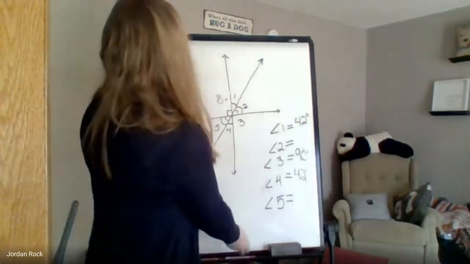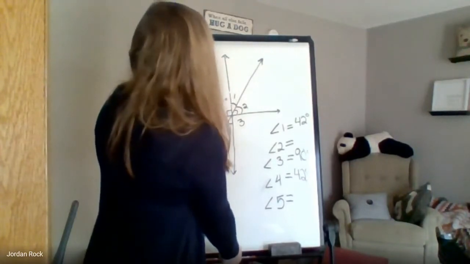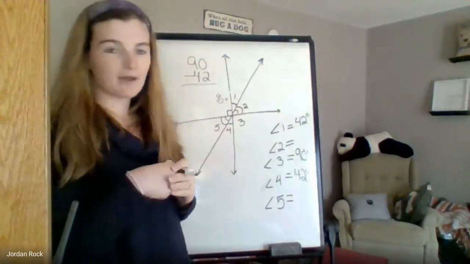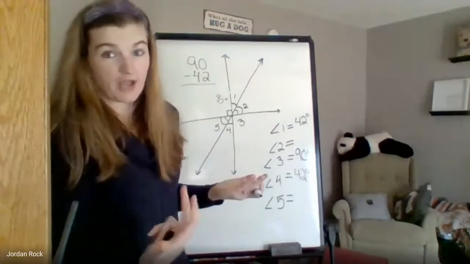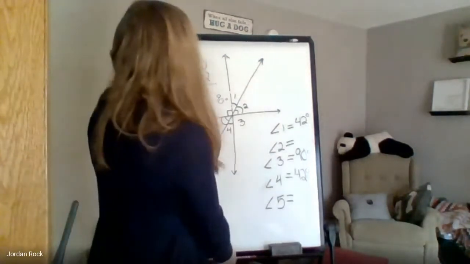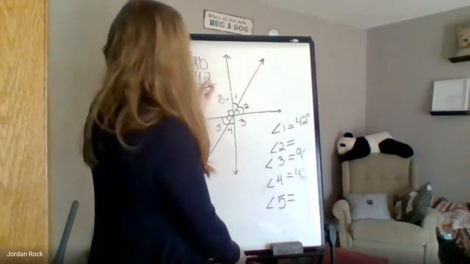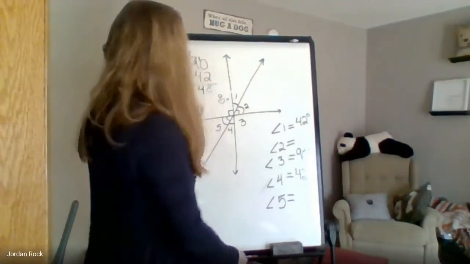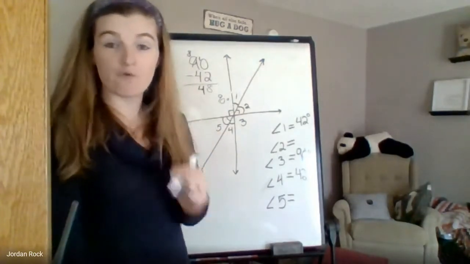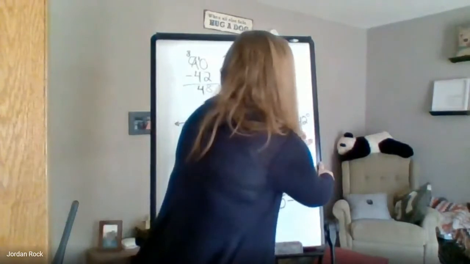So I can do 90 minus 42. Let's subtract 42 from 90. I have to make this 8, making this 10. 10 minus 2 is 8. And 8 minus 4 is 4. 48. So angle 2 has to be 48 degrees.